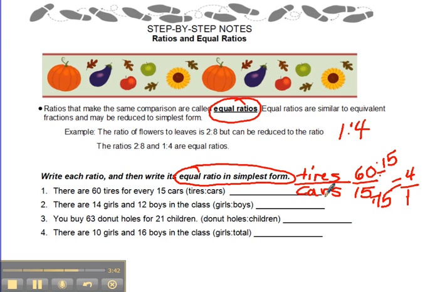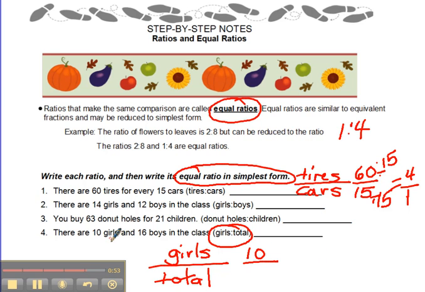Alright, one of the trickier ones would be this one down here, number 4. There are 10 girls and 16 boys in the class. Write the ratio of girls to total. Again, start with your words. Girls to total students. Now, they didn't give us the total, did they? But they gave us the boys and the girls. So we know we have 10 girls, but total students would be 26.